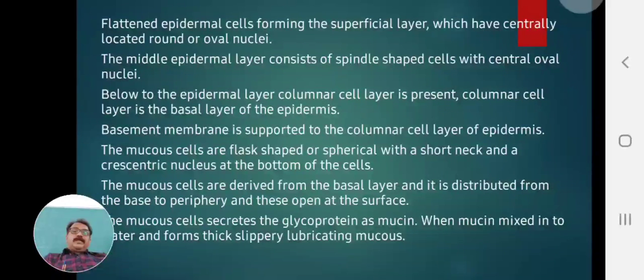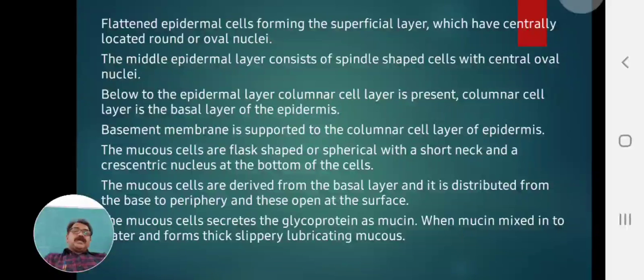What is the basement membrane? The basement membrane supports the columnar cell layer of the epidermis.